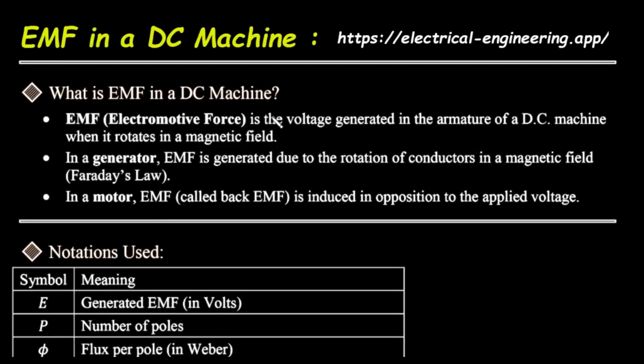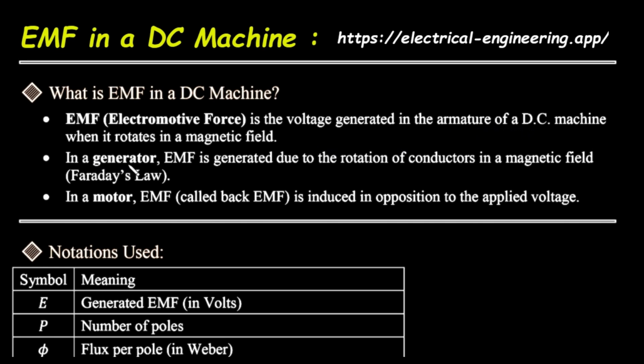Let's get started. So, what exactly is this EMF? First, EMF stands for electromotive force. You can simply think of it as the voltage that is generated inside the rotating part of a DC machine, which is called the armature. This generated voltage appears in two main scenarios.